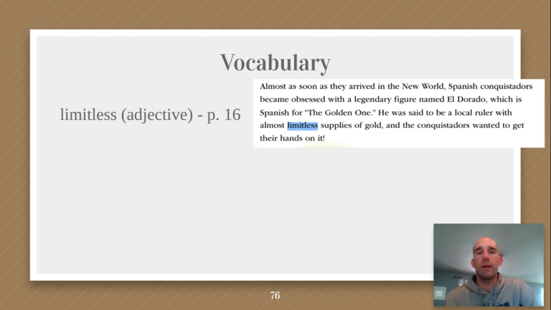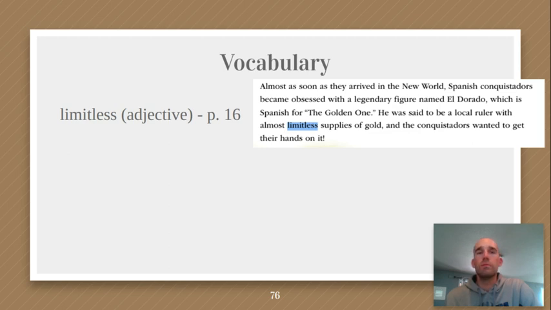their hands on it. So when we look at that context, first of all, we know that El Dorado was legendary. We know that there was a legend about him, that people weren't quite sure if he existed or not. And also we see in quotation marks that he was the Golden One. So if he was so legendary and he was the Golden One and he had limitless supplies of gold, that might lead me to believe they had a lot of gold.